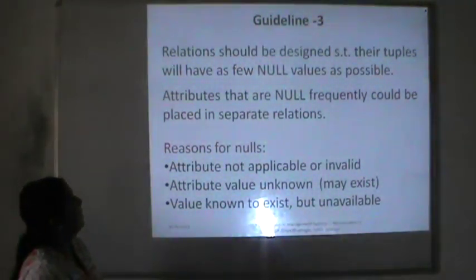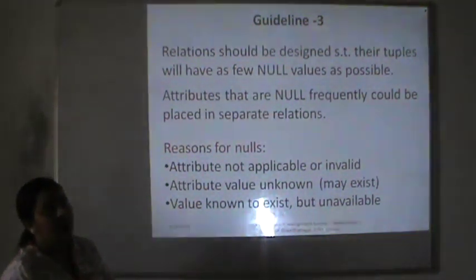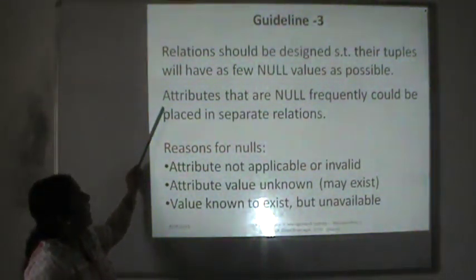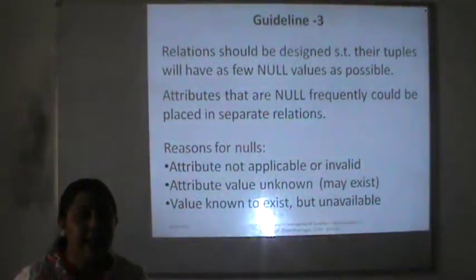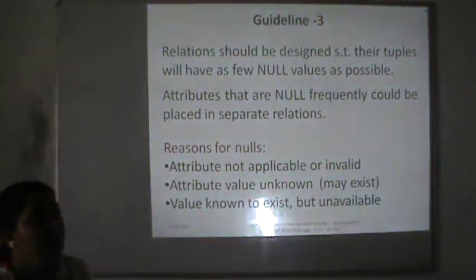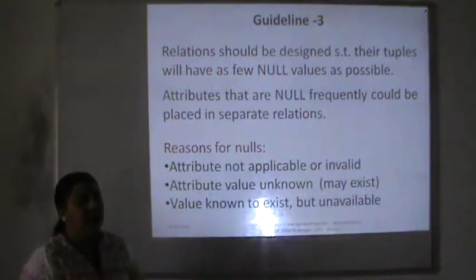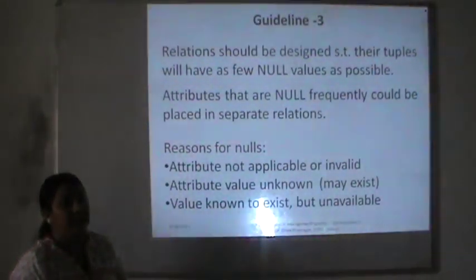Another guideline says the relations should be designed such that their tuples will have few null values. Attributes that are frequently null could be placed in separate relations. So, design the database in such a way that their tuples will have as few null values as possible. Because null values do not give a clear idea about the values, about why they are null. The reasons for being null can be many.